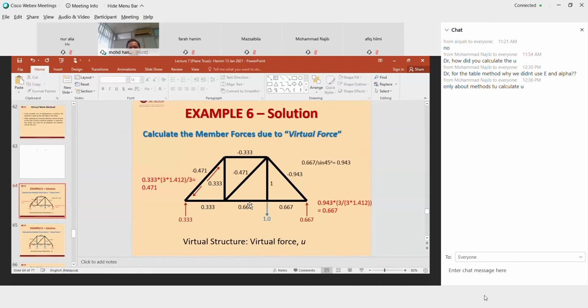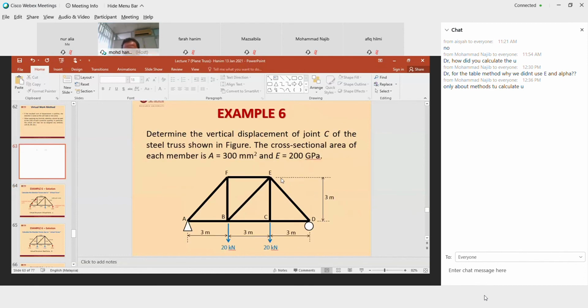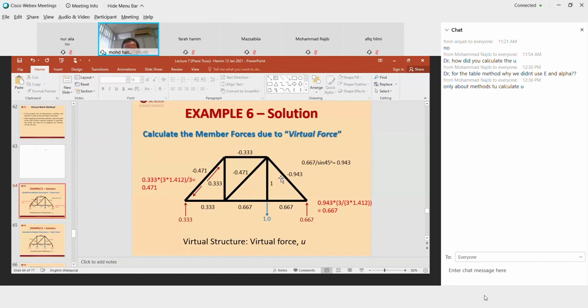But for this year, okay. For next year, you don't have to use that formula, because in this case there is no horizontal force. This one is for unit load. Now for this unit load, there is no horizontal force.